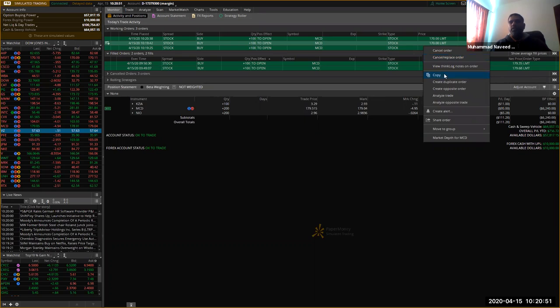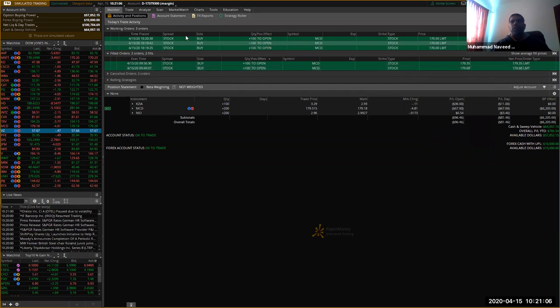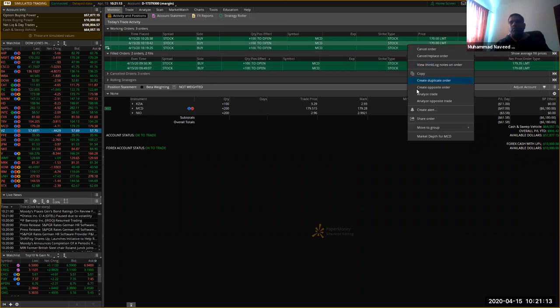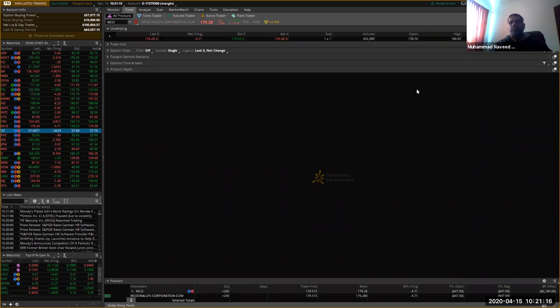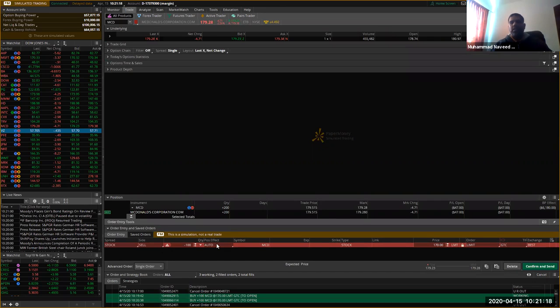Okay, I don't want to create a reverse order right now because I already have 200 stocks for McDonald's. Right, if I create a reverse, opposite order for 170, of course it's going to sell right away at the current market price. But let's do it anyway. So let's create an opposite order. So this is an order to sell 100 stocks of McDonald's at 170, good till cancel. Now the price is 179.